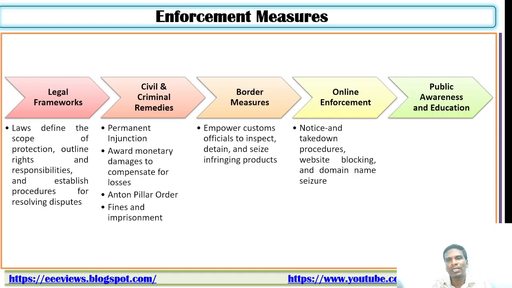Then the last and most important is public awareness and education. We need to give public awareness regarding intellectual property rights. We need to show respect to intellectual property rights, and we need to know what infringements are. We need to educate the people.